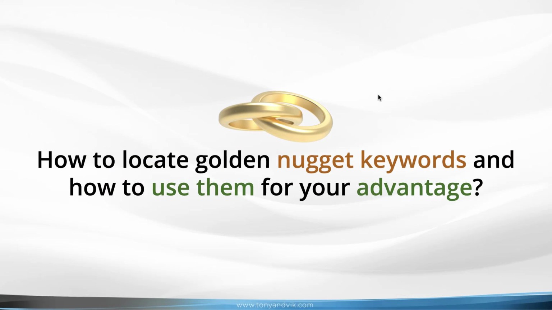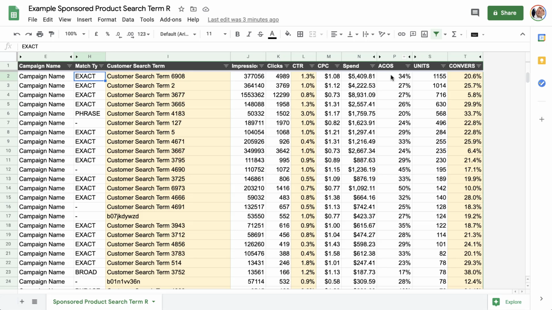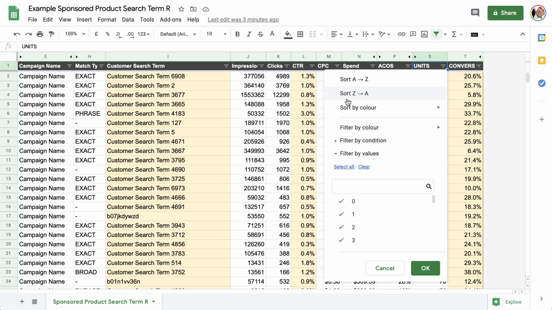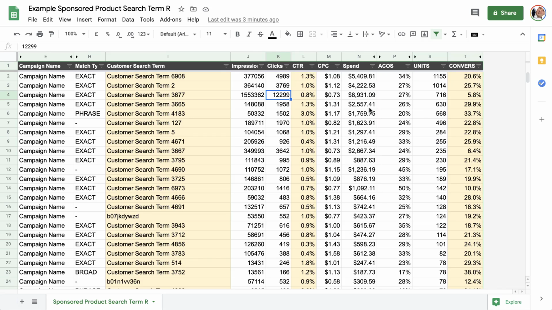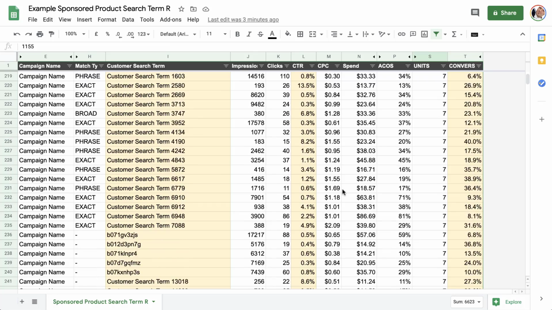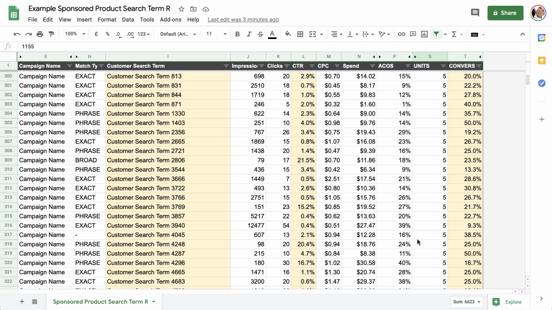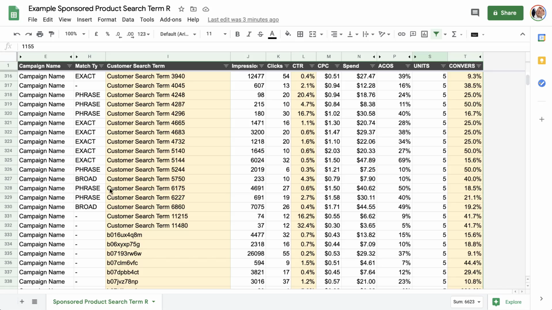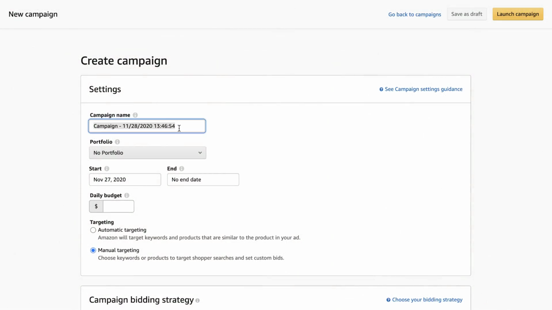Our first topic is how to locate golden nugget keywords and then how to use them for your own advantage. Now if you go to the units section here and sort everything from Z to A, everything you see here are the units sold during this search term period, right? And we have a rule that everything that's more than five sales, starting at 5 sales, has to have its own exact match campaign.